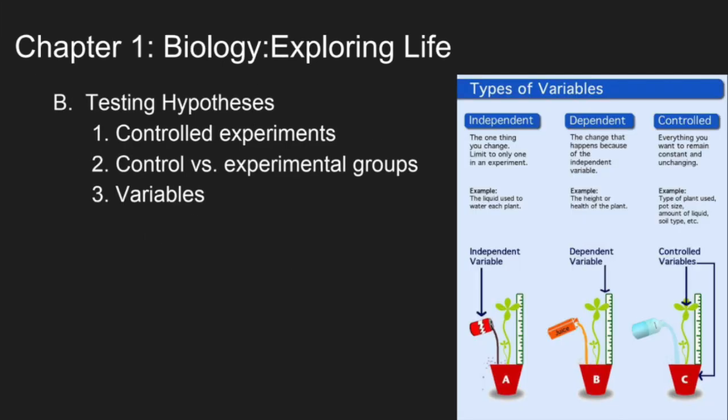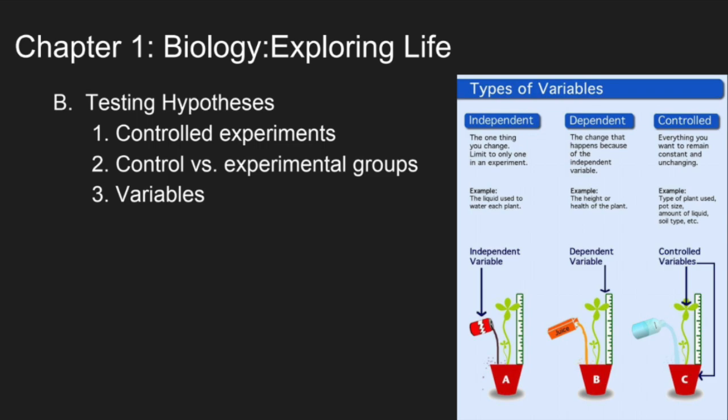Once scientists come up with a hypothesis, they design experiments to test it. To test a hypothesis, scientists will do a controlled experiment in which they can control some factors and then see how that affects the outcome. There are two different types of variables, independent and dependent variables.